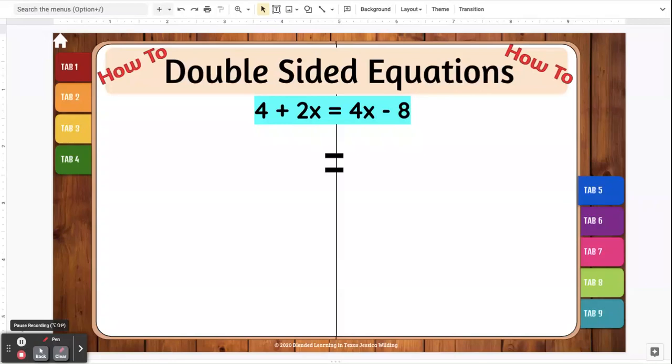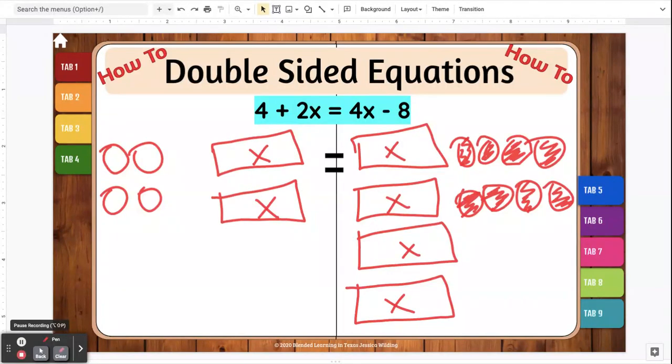Okay, so now we're moving on specifically to the concept of double-sided equations, specifically looking at double-sided variable equations. The equation we have here is 4 plus 2x equals 4x minus 8. Let's draw a picture to represent this equation.